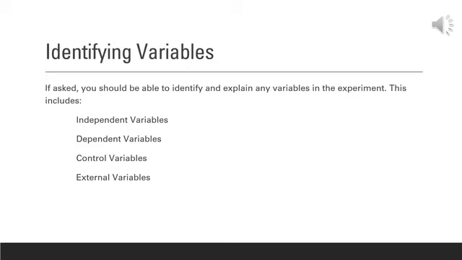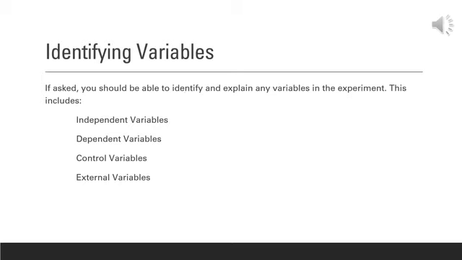You should always be able to identify the variables that are used in an experiment. This includes your independent variable, which is the variable that is modified in order to see a response. The dependent variable, which is the response. Control variables, things that are held constant throughout the entire experiment. And possible external variables, those things that are going to happen that you can't control for.